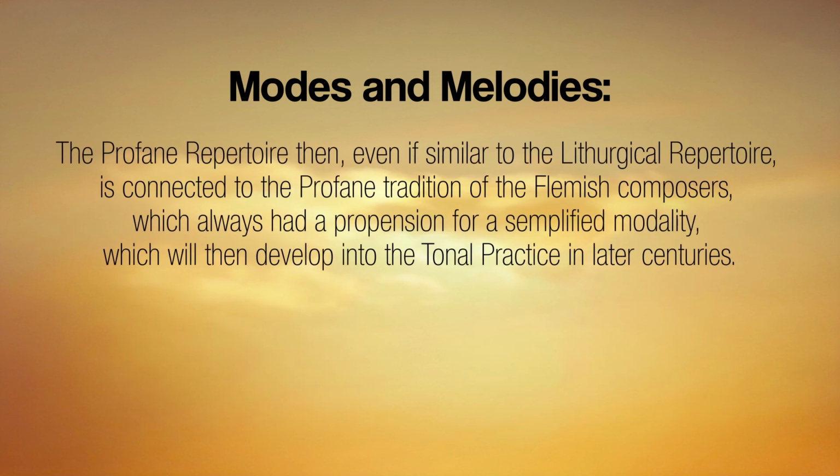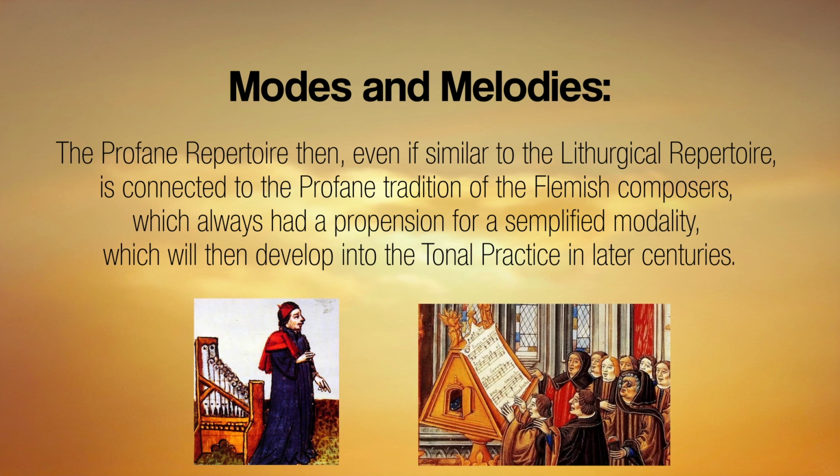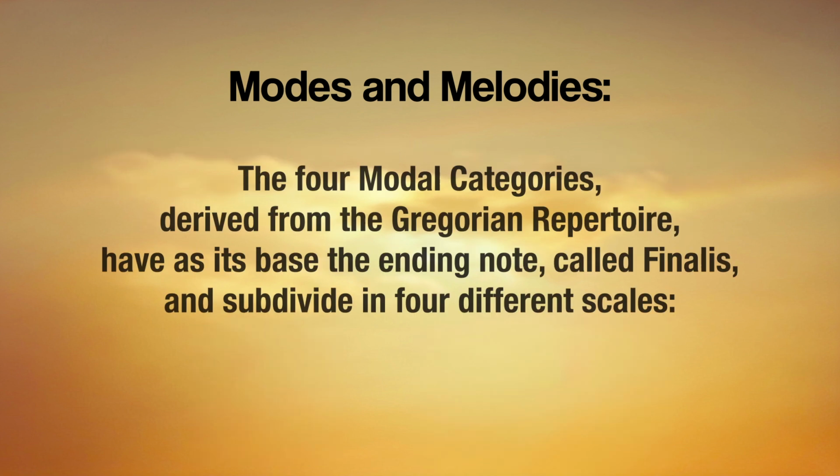The profane repertoire, even if similar to the liturgical repertoire, is connected to the profane tradition of the Flemish composers, which has always had a propensity for a simplified modality, which will then develop into the tonal practice in later centuries. The 4 modal categories, derived from the Gregorian repertoire, have as their base the ending note, called finalis, and are subdivided into 4 different scales.